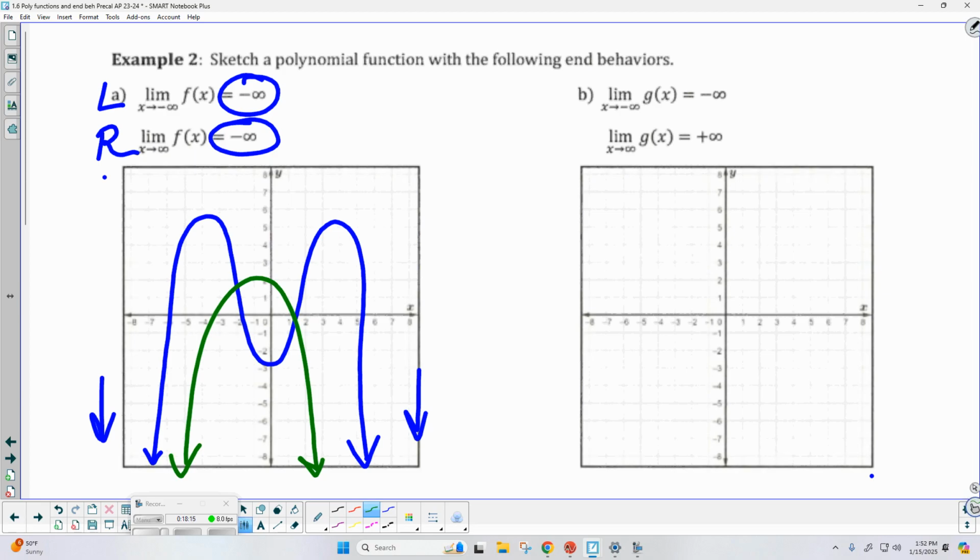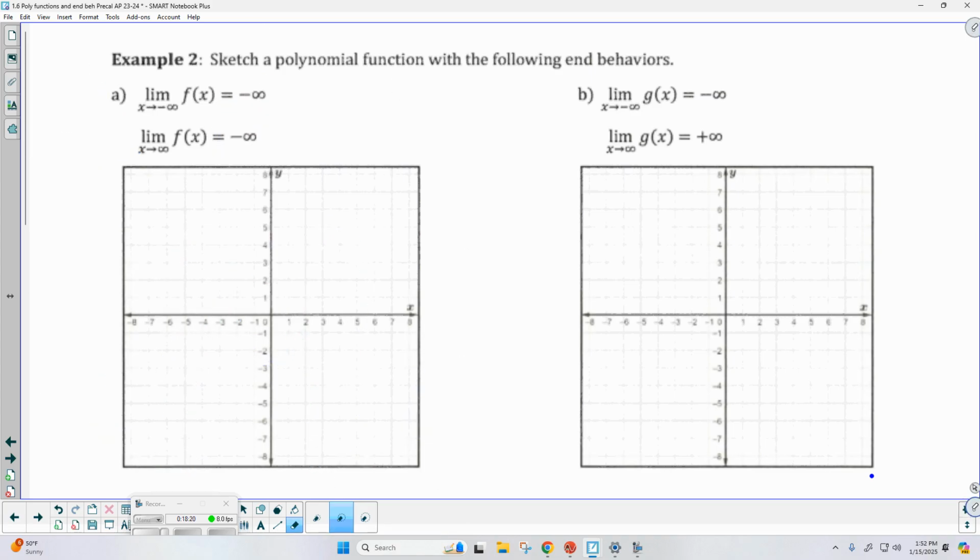Okay. All right. So let's try B. So let's see. The limit as x approaches negative infinity of f of x. Okay, so the left end behavior, we want it to go to negative infinity. And the limit as x approaches infinity of g of x, the right end behavior, we want it to go to positive infinity. Okay, so who thinks they can come on up and show me a graph that will meet both of those? Mira? Okay. Oh, Naya, did you want to do it too? Sure. Teamwork makes the dream work.